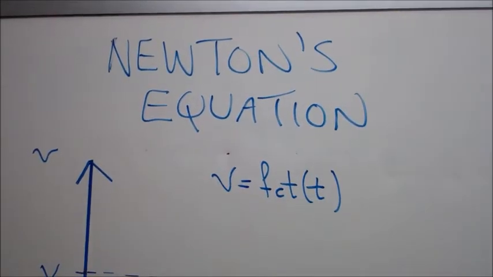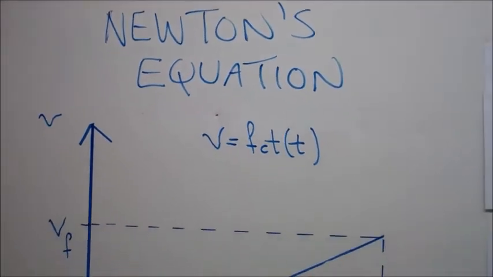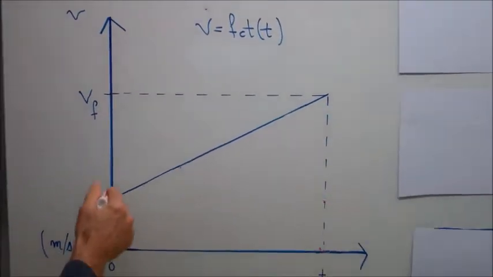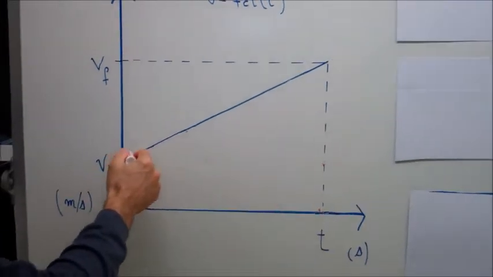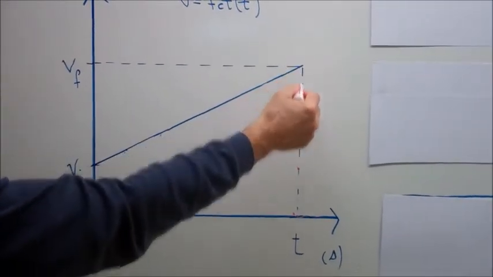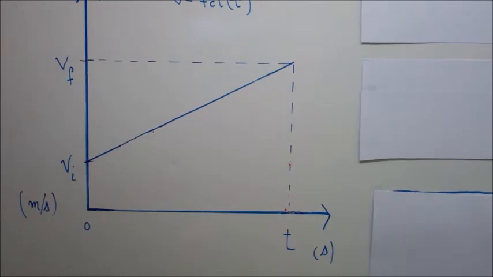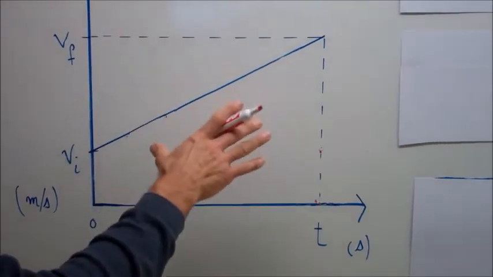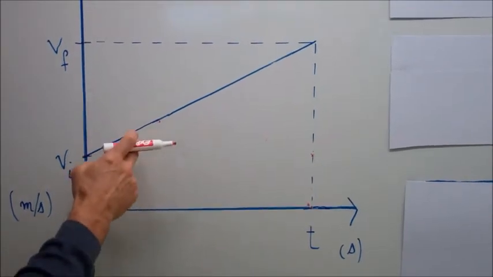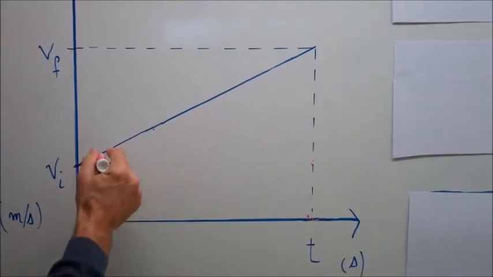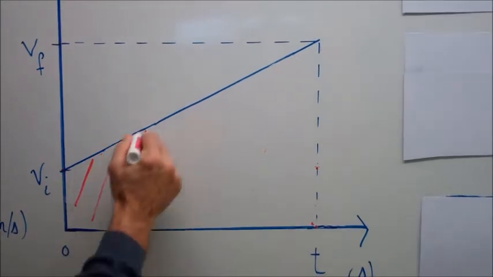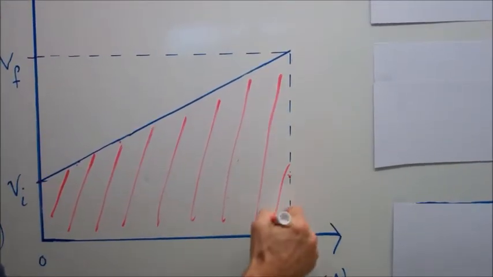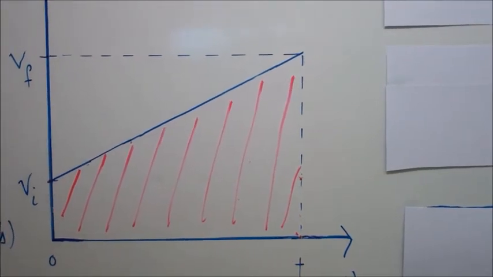Newton's equations, second video. Let's consider the same graph as before with an initial speed and an increasing speed up until this final speed after a certain time. This time, instead of considering the area under the curve as a triangle and a rectangle below it, let's consider it as just one area. Shading this way, you will recognize the shape of a trapezoid.